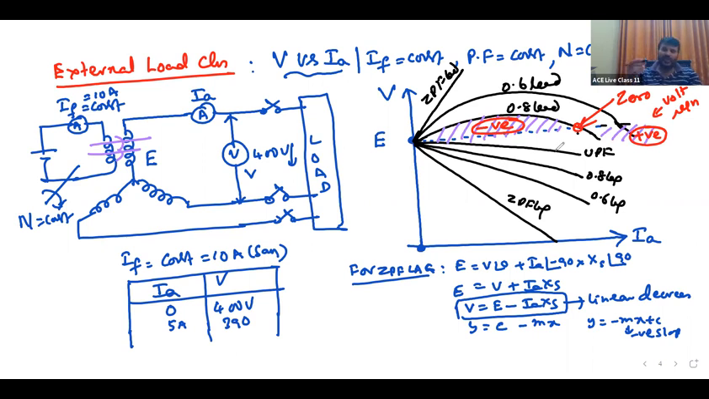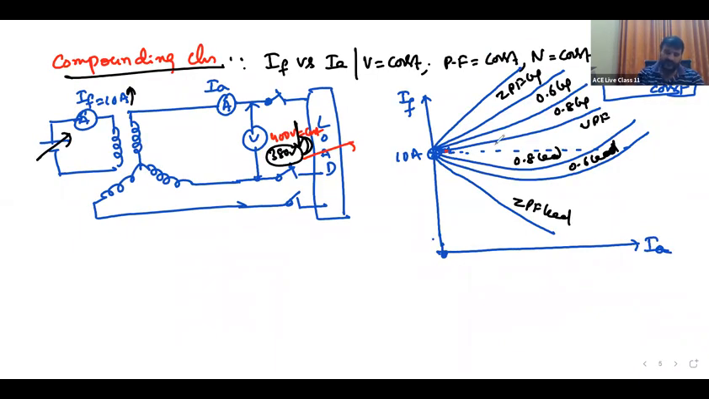Okay? Regulation negative means what? Voltage increases. But you need to maintain voltage, so what to do? Field current has to be decreased. We are decreasing the field current. Okay, sir. When regulation is positive, say positive means voltage decreases, then field current needs to be increased. Right? Okay. Yes.